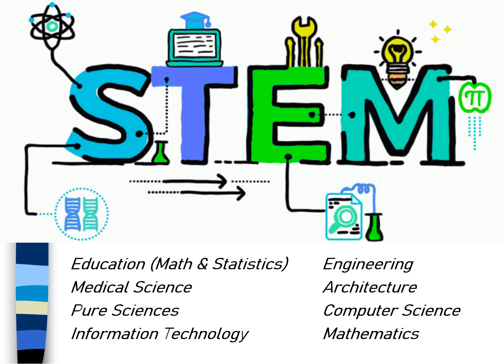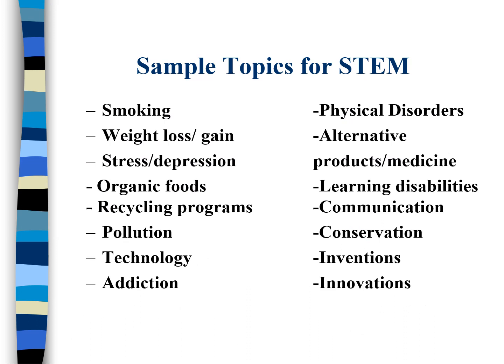So you also need to consider whether or not a topic is smart and achievable as a research. For STEM students, these are some areas where you can find a specific or any interesting topic in mind. It can be education, medical science, pure sciences, IT, engineering, architecture, computer science, or even mathematics. Here are some sample topics, general ones for STEM. It can be smoking, weight loss or weight gain, stress, depression, organic foods, recycling programs, pollution, technology, addiction, physical disorders, alternative products or medicine, learning disabilities, communication, conservation, or any invention or innovation.